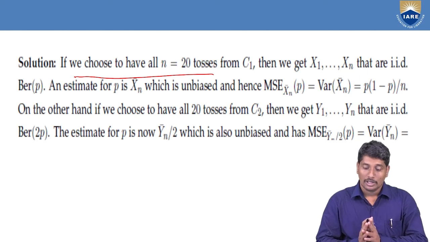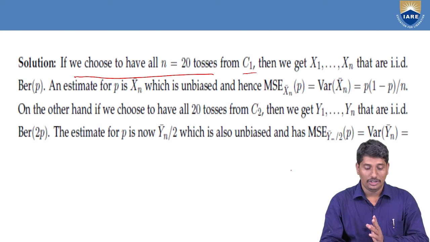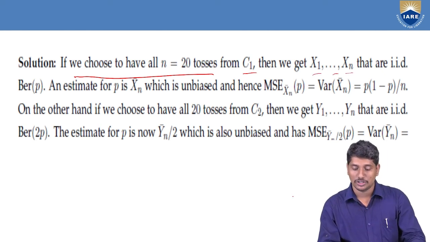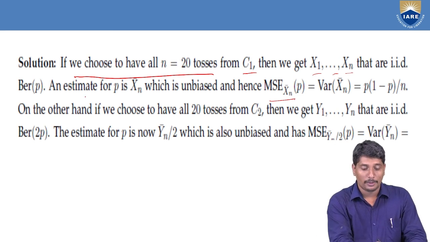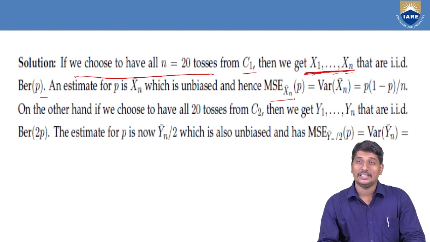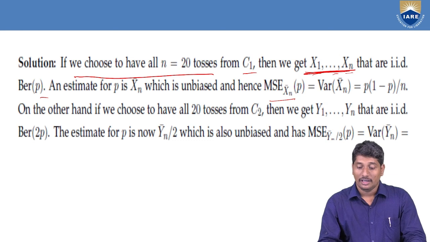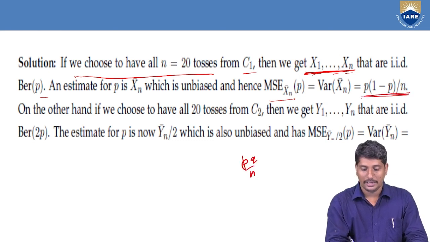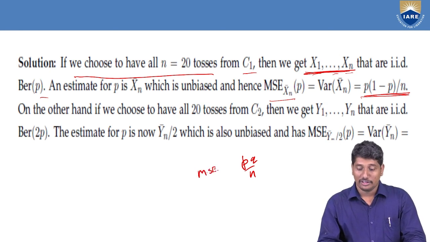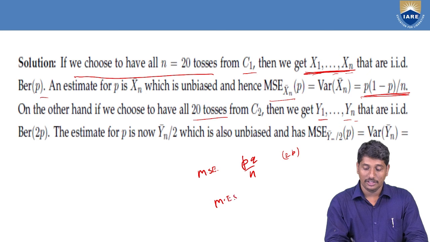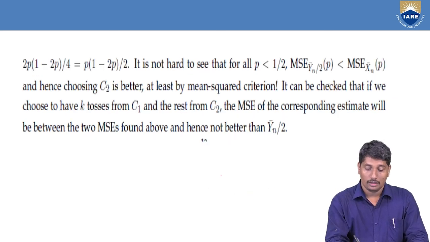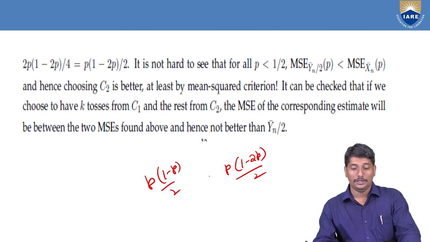If we choose to have only 20 tosses, the maximum number of tosses being 20, from C1 we get x1 so on xn. These are the n, that means 20 outcomes. For this sample we can calculate the sample proportion p, and its mean square error, which will be P into Q by N. And for the 20 tosses y1, y2, yn, for the Bernoulli trials with parameter 2p, the mean square error will be p into 1 minus 2p by 2. So for the first one, p into 1 minus p by 2, and for the second one, p into 1 minus 2p by 2.